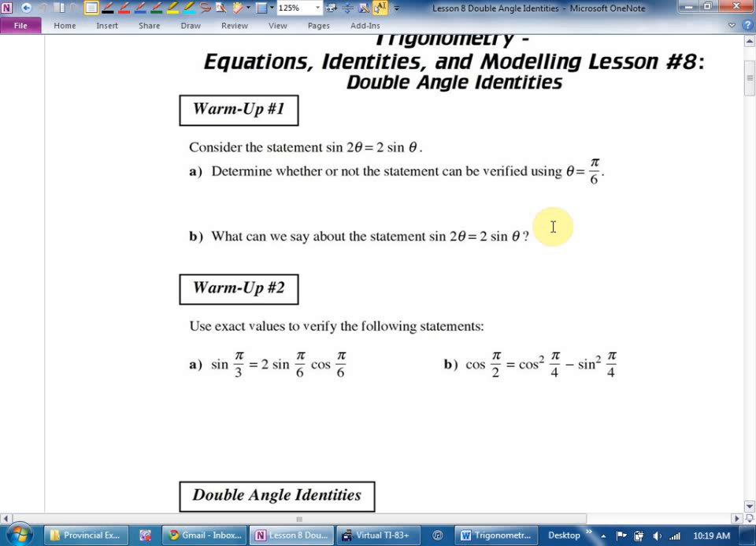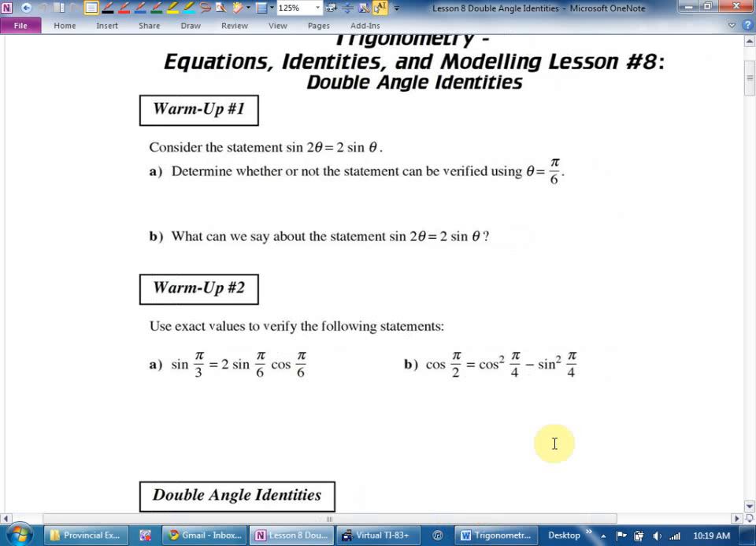And you want to have your calculators handy. We're not going to be using a whole bunch, just at the very beginning here. And you want to make sure you're in radians. And here's what we're going to ask. This statement right here, don't highlight it because it's false. I'm just highlighting it so you can see what we're talking about. We're asking, is this true? What we're really asking is, can you pull a 2 from inside the sine outside to the front? Is the sine of 2 theta the same as just going sine theta and double your answer? It says, determine whether or not the statement can be verified using theta equals pi by 6.